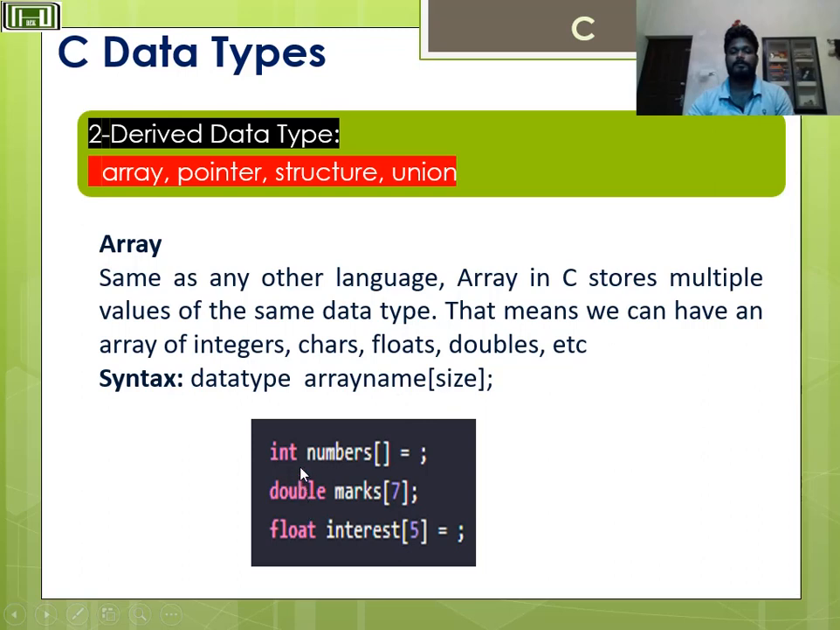We have 3 examples. Int numbers of size: int is the data type, numbers is the array name, then the size, which you can give. Then double marks of 7 size. Then float interest of 5. This means float is the data type, interest is the array name, then 5 is the array size. This is a single array.